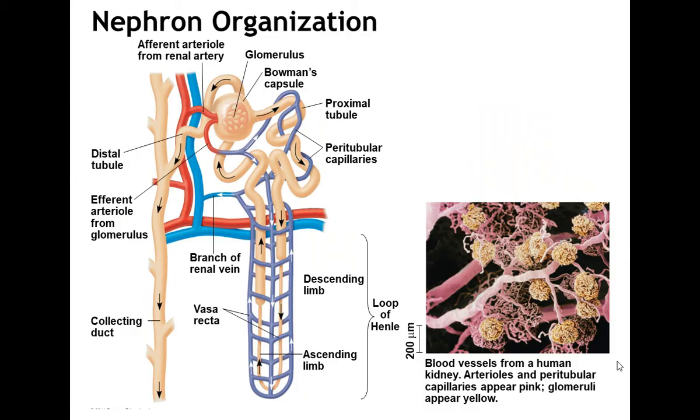So you can see in this particular picture the vasa recta, you can see the arteries and the veins, you can see the Bowman's capsule, the glomerulus. And we're going to talk about the proximal tubule and the descending and ascending limb of the loop of Henle and the collecting duct as we continue on.